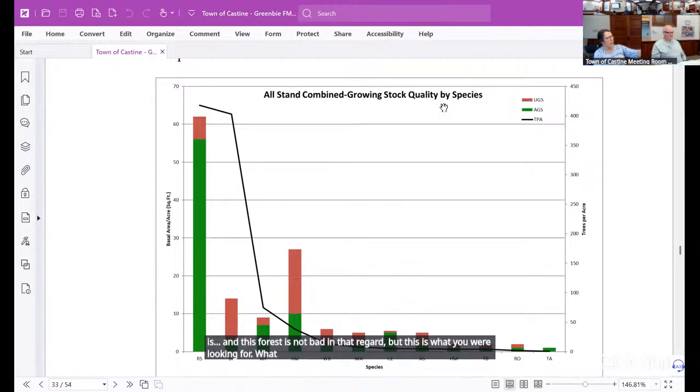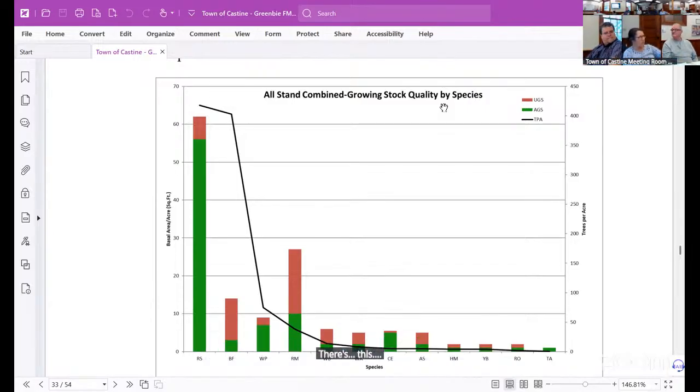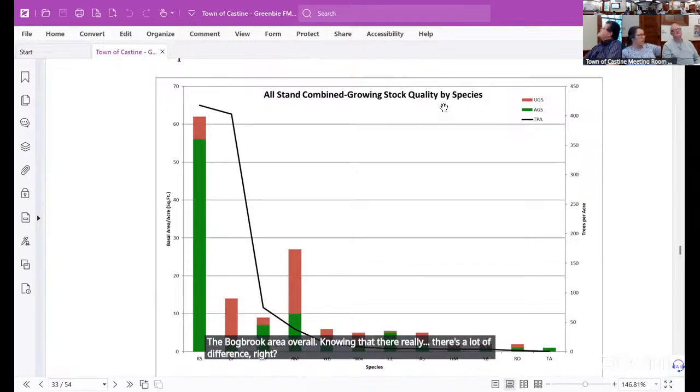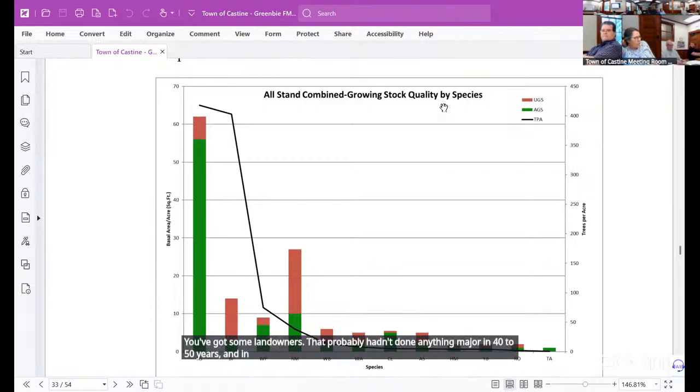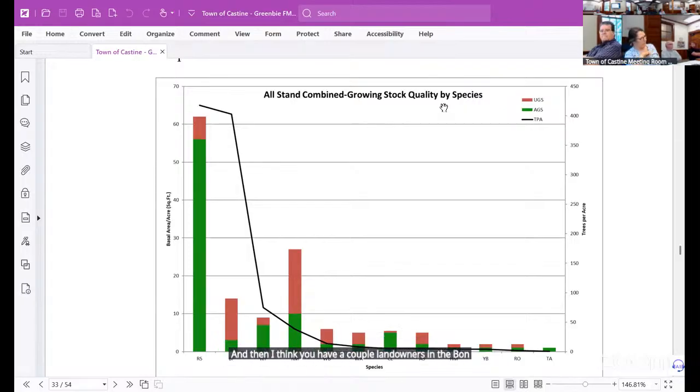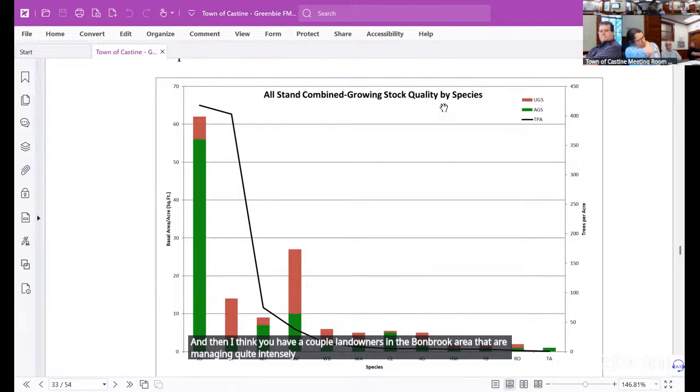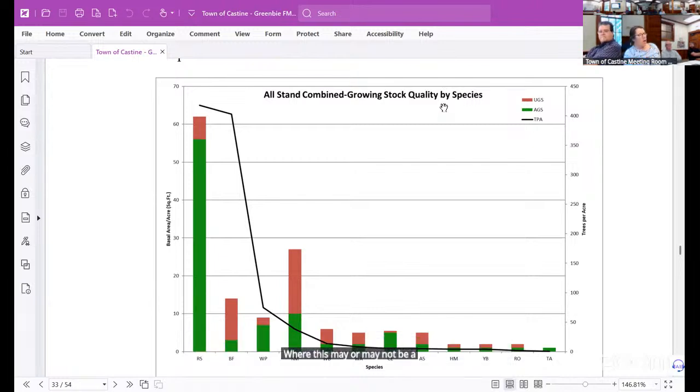What I'm interested in is how representative this analysis is of the Bog Brook area overall, knowing that there's a lot of difference. And I would say it all depends. You've got some landowners that probably haven't done anything major in 40 to 50 years, and in broad strokes, it's probably not unrepresentative of those landowners. And then I think you have a couple landowners in the Bog Brook area that are managing quite intensely, quite wisely, where this may or may not be a good representation. Yeah. It all depends on their objectives.